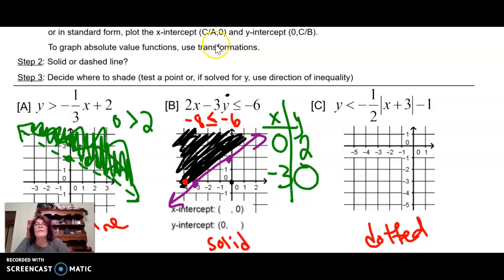Okay, gang. So you're back for part 2 here. We already graphed these. I left them up here for you. This is an absolute value graph. This is what we did the week before Thanksgiving and over Thanksgiving.